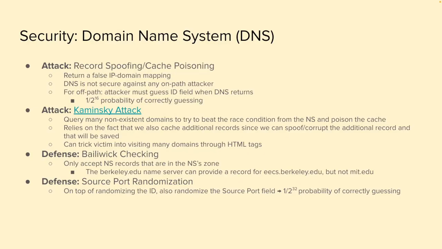And another attack is called the Kaminsky attack. Essentially, when you have a query, you query many non-existent domains to try to beat the race condition from the actual name server and then poison the cache. And this relies on the fact that we also cache additional records. And we can spoof or corrupt the additional record, and that will be saved. And this can trick the victim into visiting many domains through HTML tags.